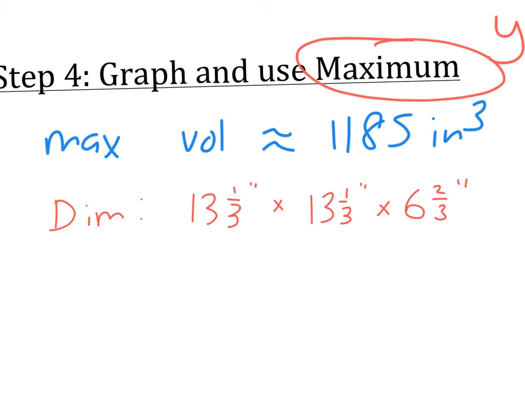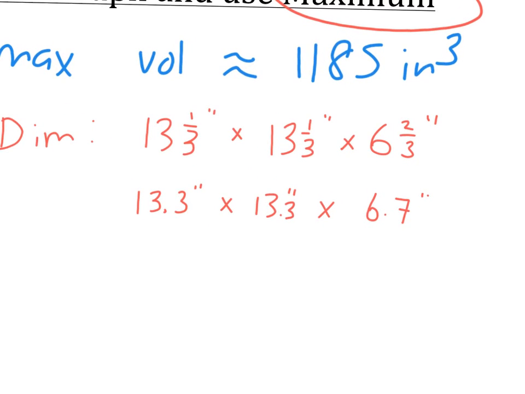Now if you didn't like those fractions and you had rounded and said 13.3 inches, I would have been okay with that. In fact, 13.3 and 6.7 inches would have been sufficient. And some of you may have even said, well, it's about a 13 by 13 by 7. That actually probably would yield me a pretty good number.